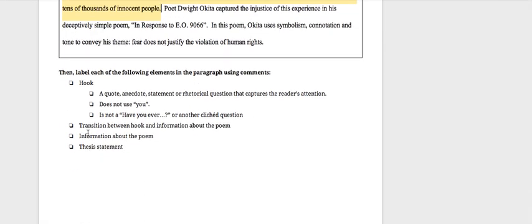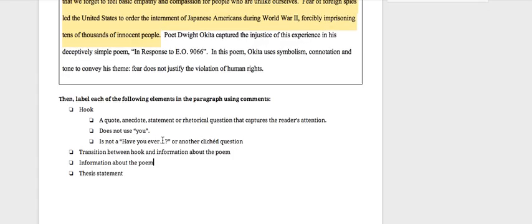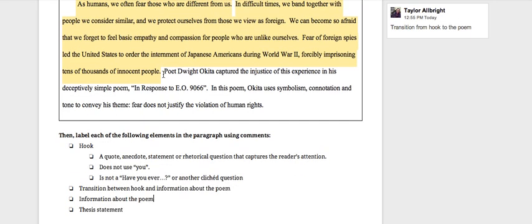The next part of my introduction is the information about the poem. I want some sort of background information. I want to know who the poet is, the poem title, what the poem's about. We have it here. Poet Dwight Okita captured the injustice of this experience in his deceptively simple poem in response to Executive Order 9066.